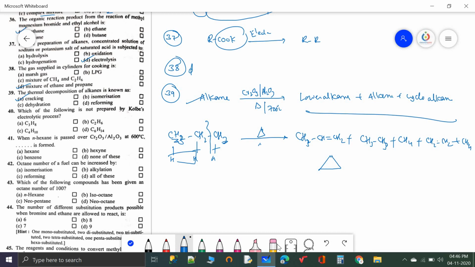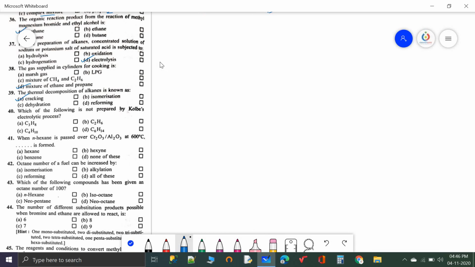Okay, now let us see the 40th question. First of all, let me erase this one. Question number 40. Which of the following is not prepared by Kolbe's electrolysis? In Kolbe's electrolysis, we prepare alkanes with an even number of carbons, not with an odd number of carbons. So that A is not preferred, but the remaining are preferred. So option A is correct.